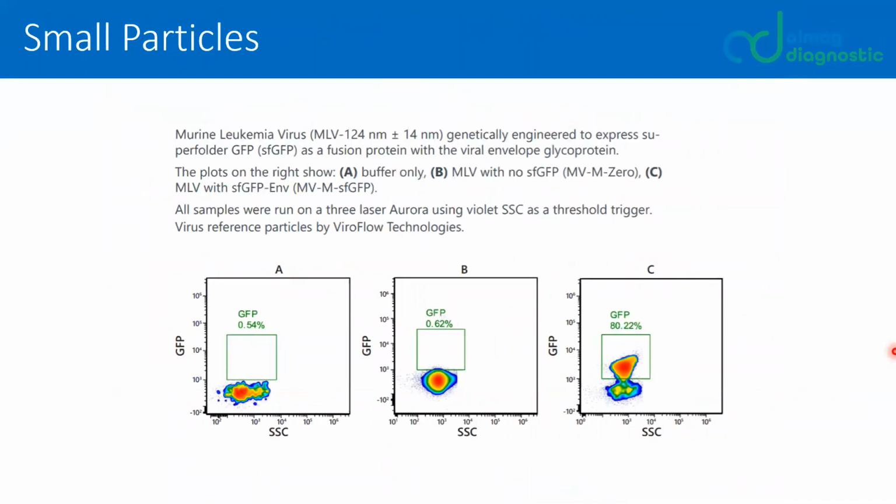So small particle analysis is another application that we can benefit from in Cytek instruments, thanks to the extremely powerful violet laser and highly sensitive violet side scatter detector. Here in this example, we have a murine leukemia virus expressing a GFP fusion protein. The size of the virus is around 120 nanometers. And look here in the plot on the right side, how nicely the GFP positive signal is resolved from the negative one.